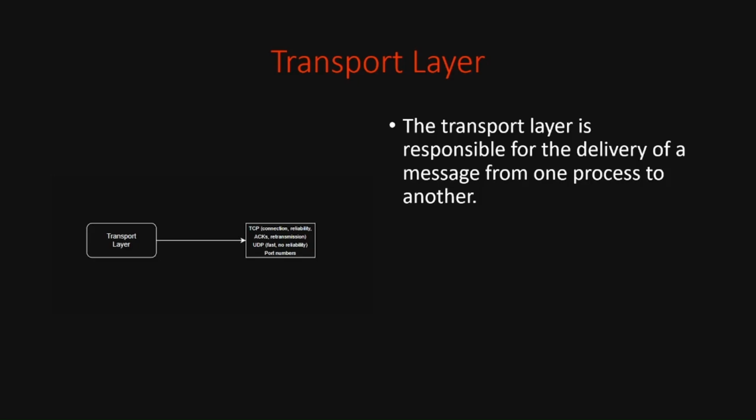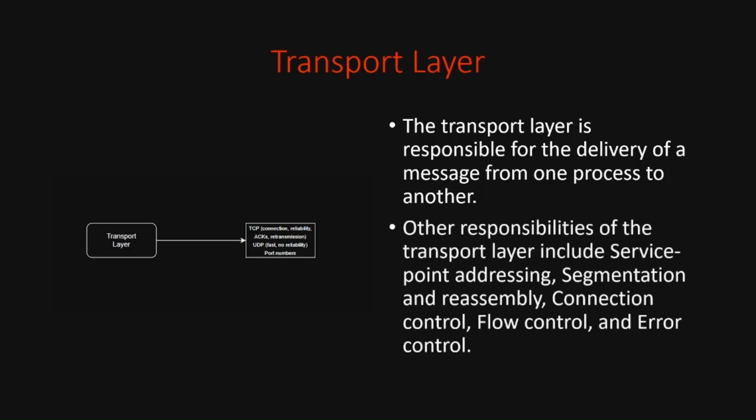To make this possible, the transport layer performs several important duties: service point addressing, segmentation and reassembly, connection control, flow control, and error control. It assigns port numbers so message reaches the correct process, breaks large data into small segments, rebuilds them at the destination, manages connections like handshake, and ensures everything runs smoothly.